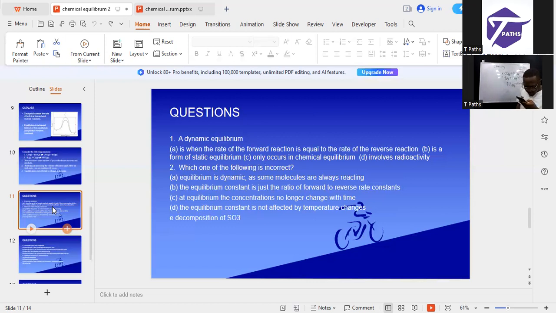The next question then: a chemical system is at equilibrium. A, when the rate of the forward direction becomes zero. That is not a really good answer. B, when the rate of the forward direction and the reverse reaction are equal. Let's keep that one aside. C, when all of the reactants have been used up. No. D, when the rate of the forward reaction and the reverse reaction are both zero. No. Your best answer to that question is when the rate of the forward reaction and the reverse reaction are equal.